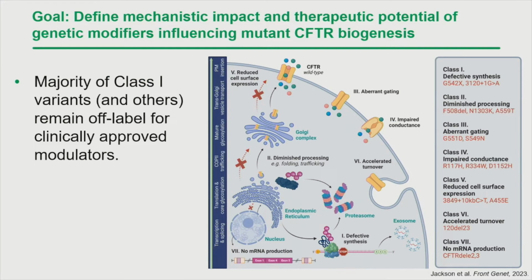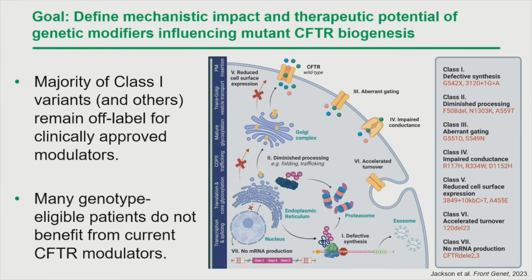Our goal really hinges on what I think most people don't need emphasizing at this meeting, which is that the majority of class 1 variants and other severe defects remain off-label for clinically approved modulators. And we also want to acknowledge that not all genotype-eligible patients benefit from current modulators, and this can be for a number of different reasons that include adverse reactions or inaccessibility and more. So we have taken an approach to identify the mechanistic impact as well as the therapeutic potential of genetic modifiers that can influence the biogenesis of CFTR mutants that are represented in various subclasses shown here.